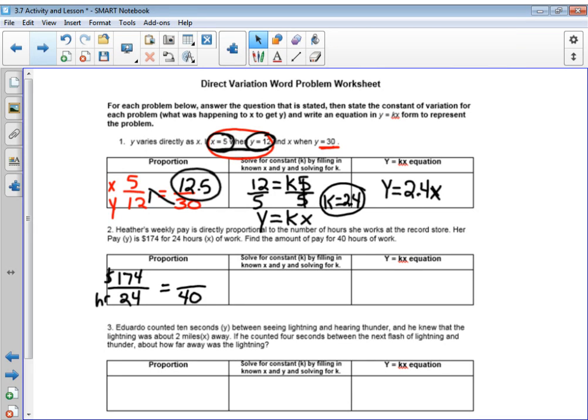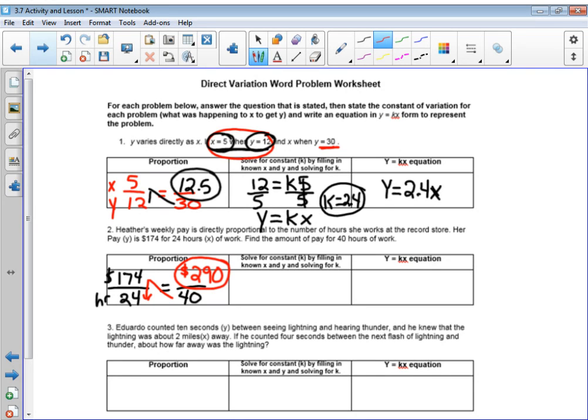So now we'll go ahead and cross multiply, divide. So 40 times 174, and obviously this isn't the only way to solve it, but I wanted you to work proportions, reviewing what we've learned previously. So 40 times 174 and divide that by 24 gives us $290. So she's going to get $290 for that 40-hour week.